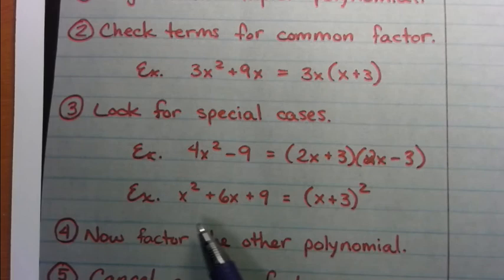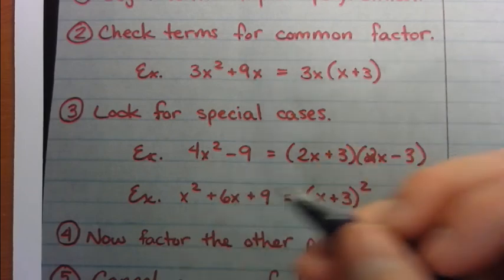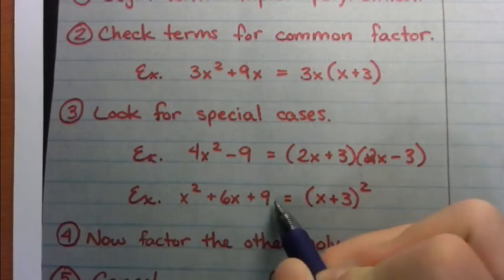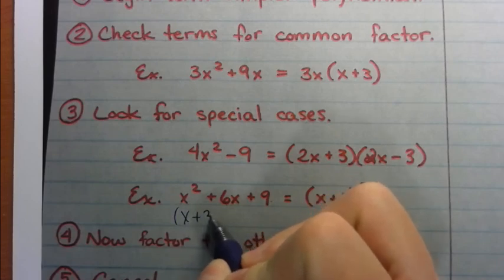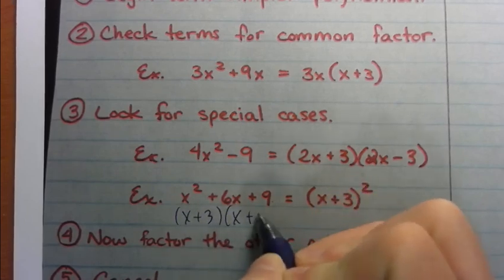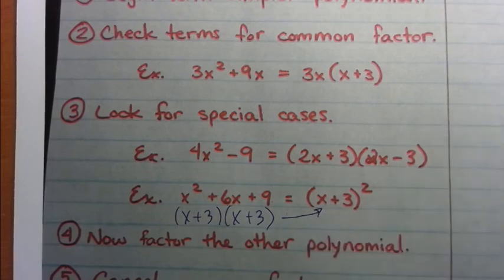Then you have just regular quadratic factoring, or where you have perfect squares in general. So x squared plus 6x plus 9, that means that you'd add up to 6 and multiply to 9. So you could write that as x plus 3 times itself, or that would be the same thing as x plus 3 in parentheses, squared.